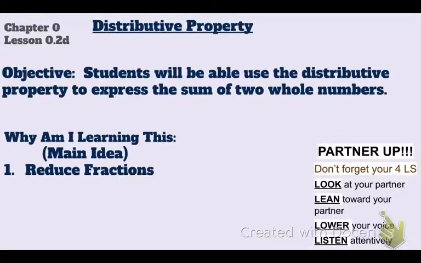Today's lesson, we are still in Unit 0. It is Lesson 0.2D. It's the Distributive Property, one of my favorite lessons. Our objective today is students will be able to use the distributive property to express the sum of two whole numbers. All right, let's go ahead and talk about some things that you already know.